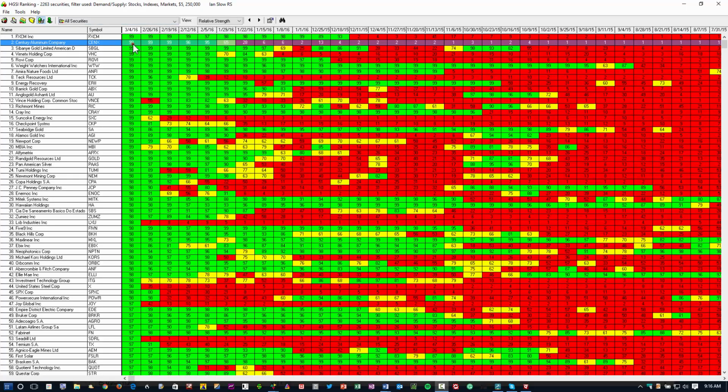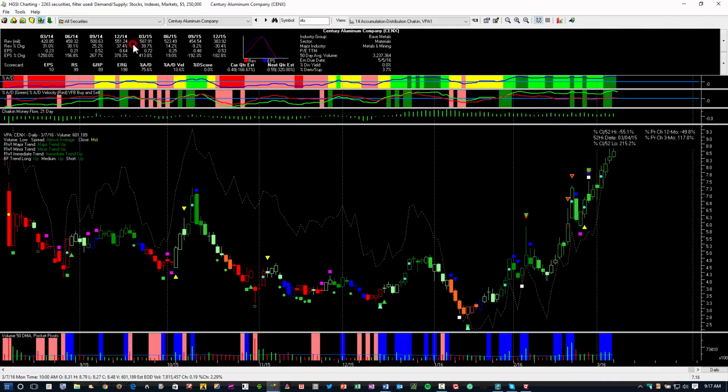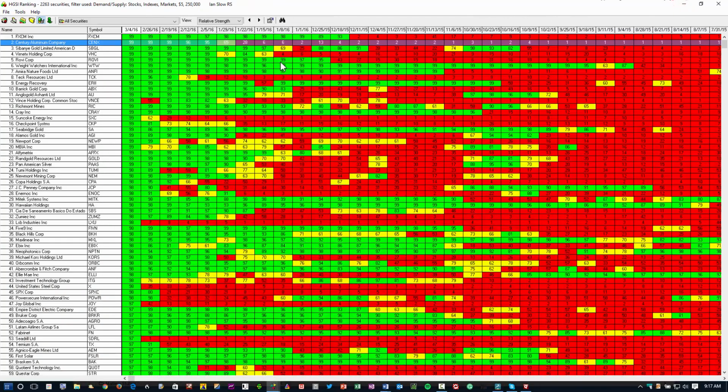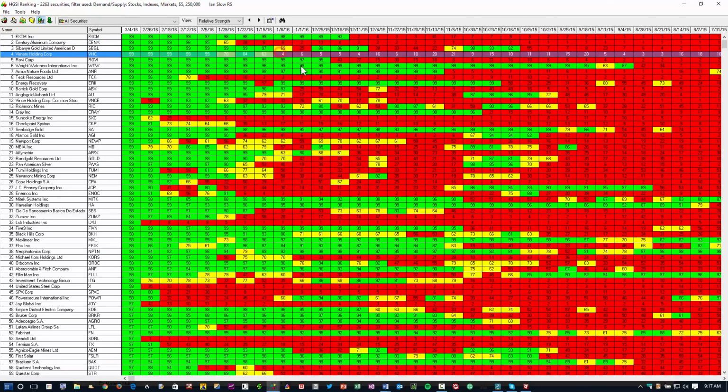So let's look at this. On Century Aluminum right now, IanSlow is 99. What do we see on the chart? We see a relative strength of 99. So what we can do is we can use IanSlow as the historical record of how relative strength changes.